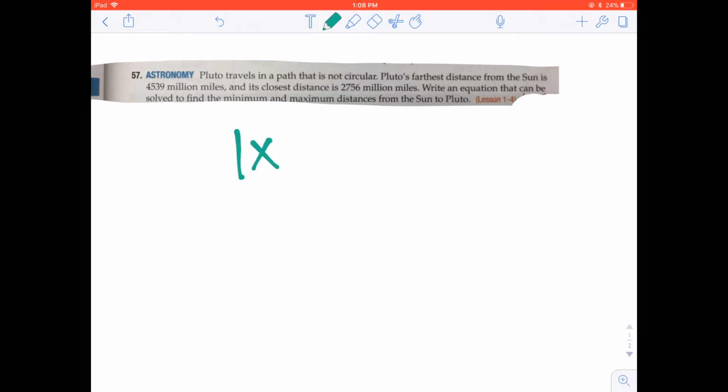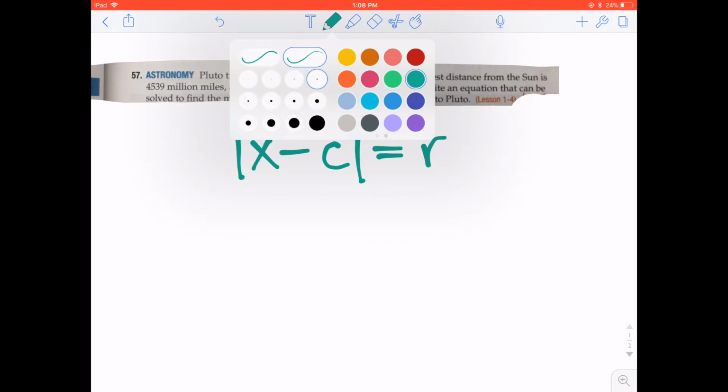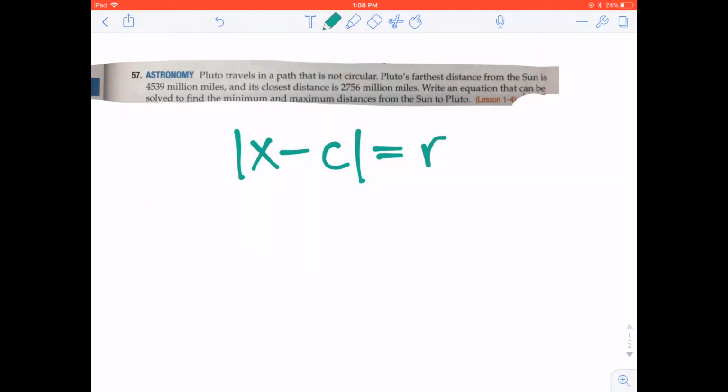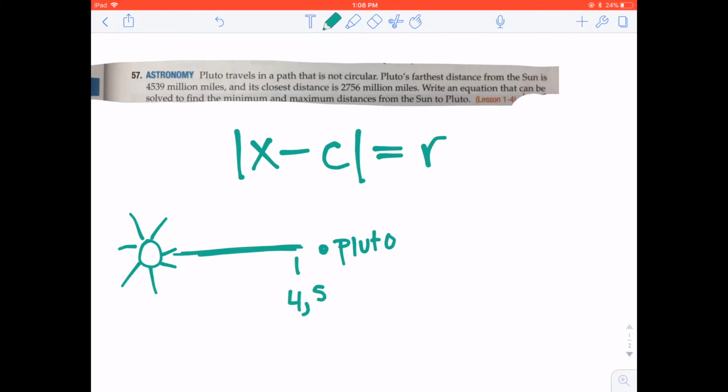All right, so we know we're trying to get x minus our central value equals our range. This problem's a little bit difficult because it doesn't really give us our exact central value or our range. So I'm going to draw a picture. I have my sun here, and let's just say this is Pluto, okay? And we have our distances here. Our farthest distance could be about 4,539, or our closest distance could be 2,756 million miles. Okay, so we don't really know what our central value is. So we could have our farthest, our closest, or anything in between there.